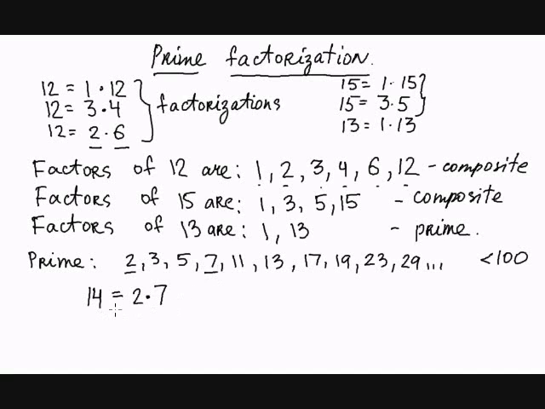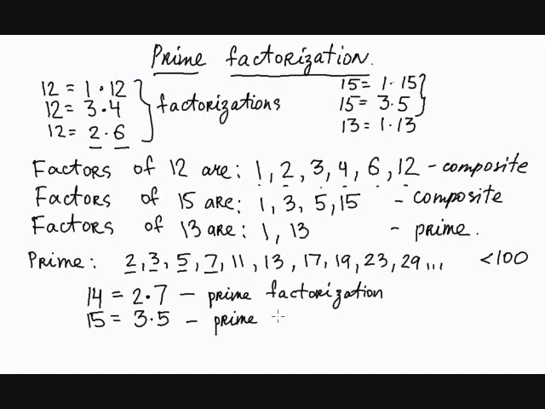So here we have a factorization of 14 and all the factors are prime, therefore 2 times 7 is a prime factorization of 14. Well, let's go back to our number 15. As we already know, it has only one non-trivial factorization. It's 3 times 5. 3 is a prime number, 5 is a prime number, therefore 3 times 5 is also a prime factorization.